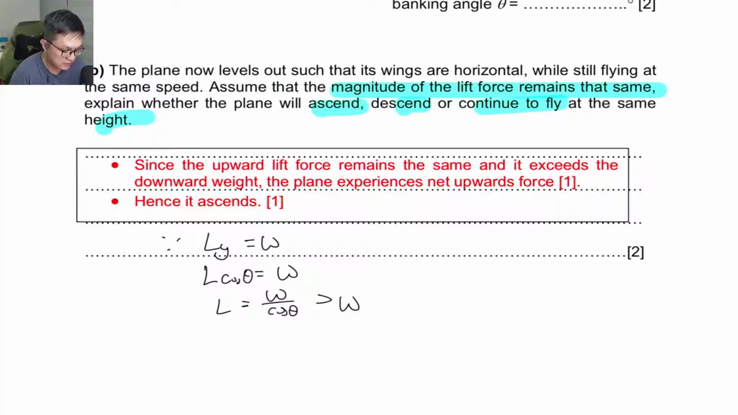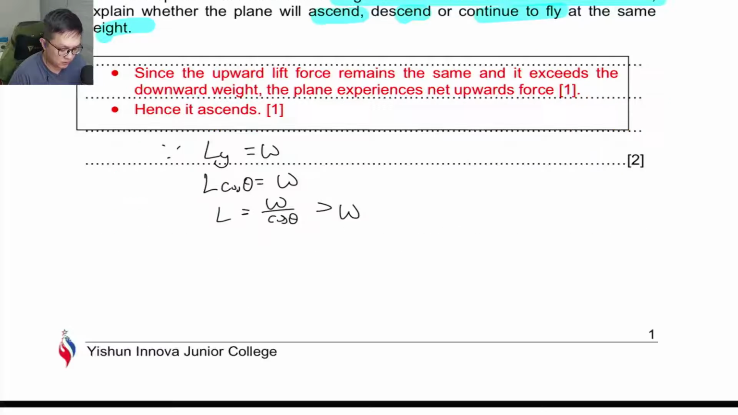You need to show some idea that you understand that the y component of lift force just now was equal to your weight. So when the wings are now horizontal, your L is larger than your weight. All right, so this is question 1.